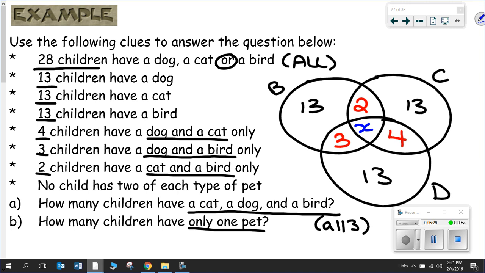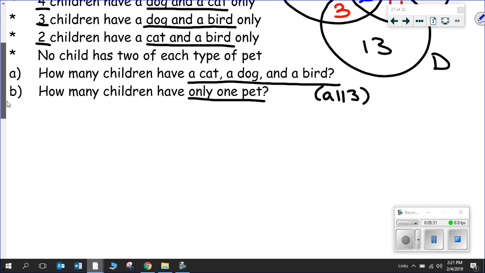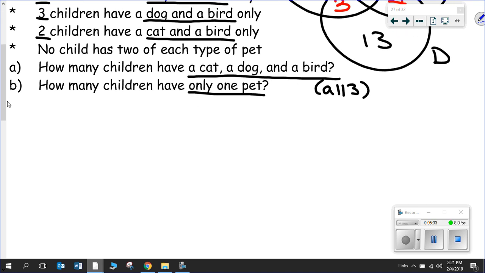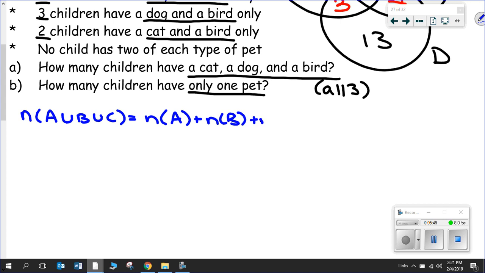So now I'm going to go ahead and try to start using the formula. So it told me that the number that were in A, or in B, or in C equals, I take the number that were in A, plus the number that are in B, plus the number that are in C. Just kind of making the vague formula. Then I subtract all the intersections, the number that were in A and B.